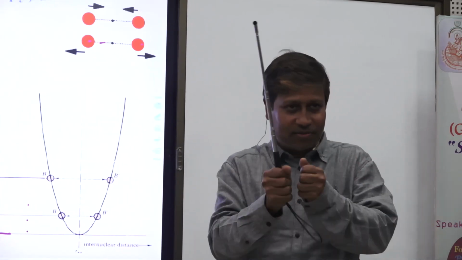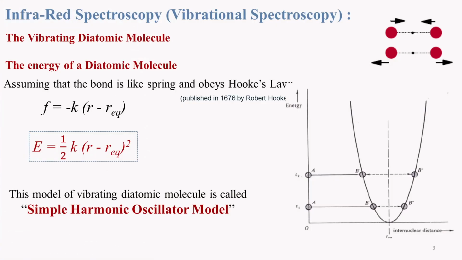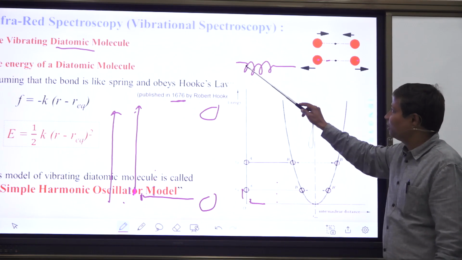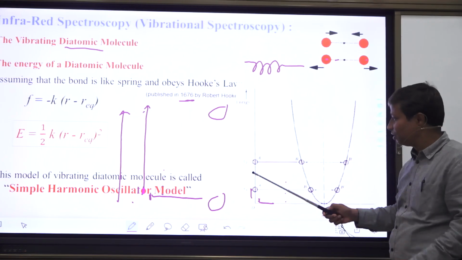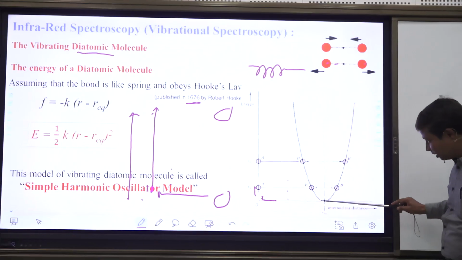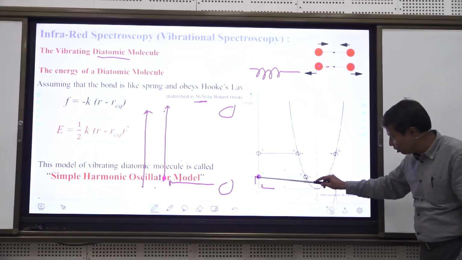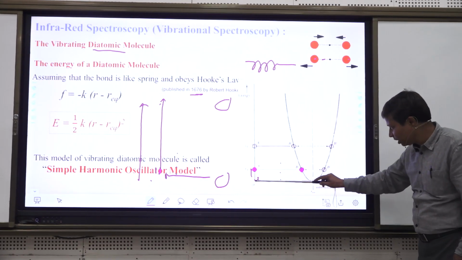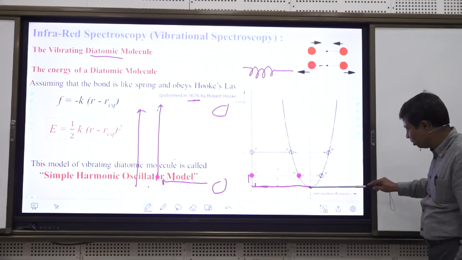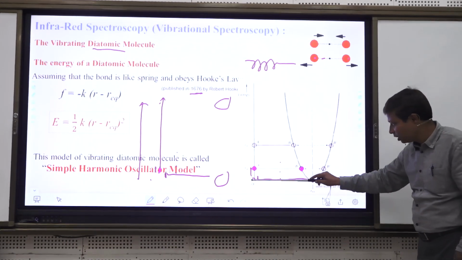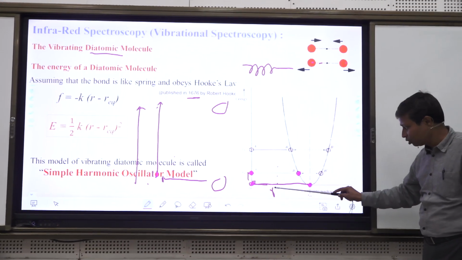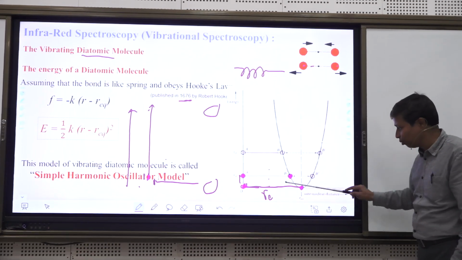The spring is vibrating. So, he imagined that this is a spring. You have a diatomic molecule, this is one atom, this is another atom. So, better we start here. This is the stable position, this is called R equilibrium, the bond distance.